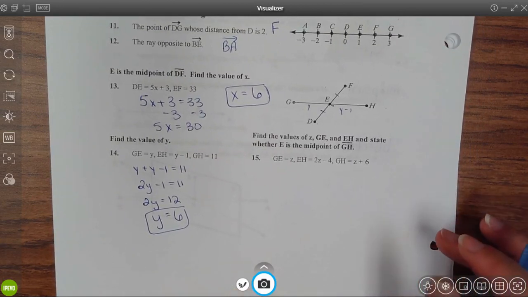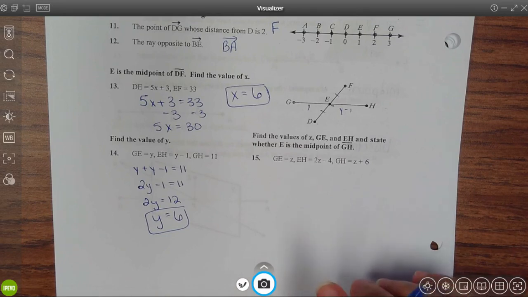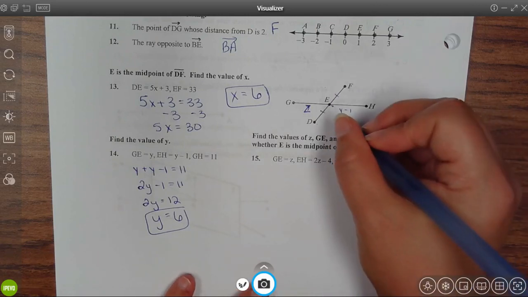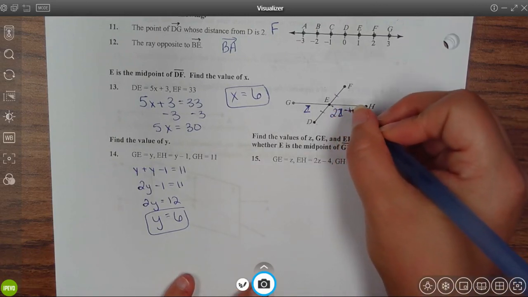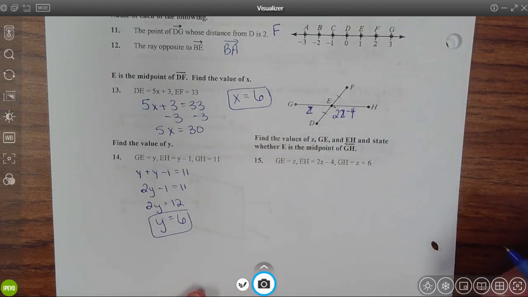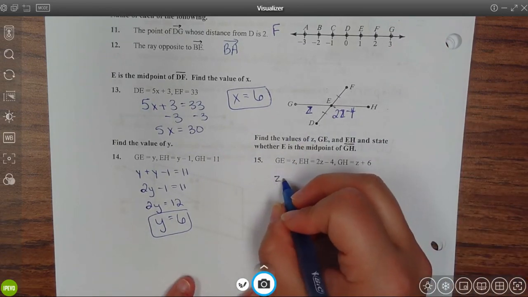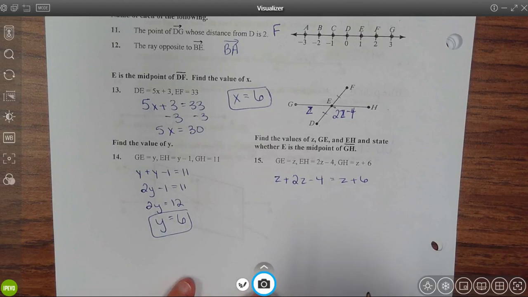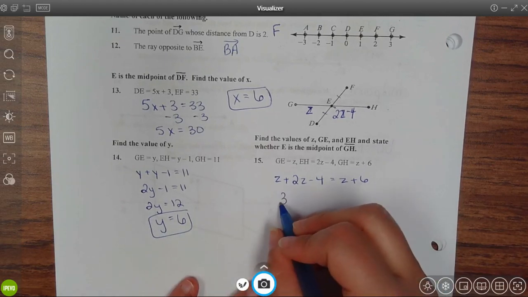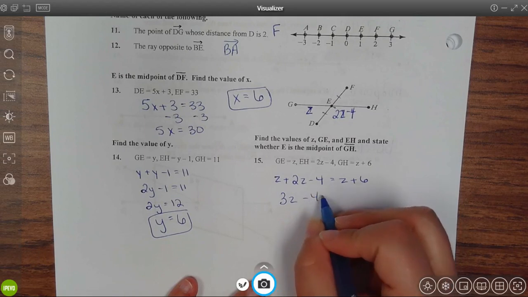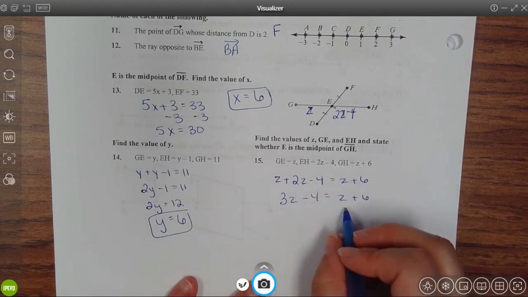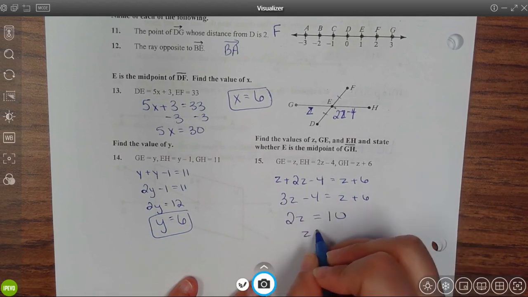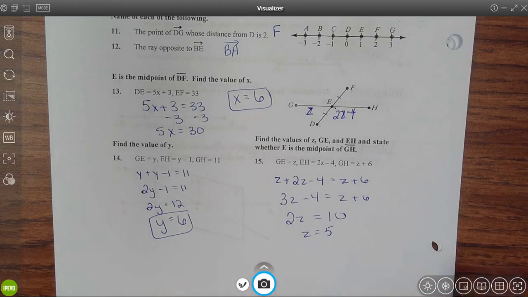it says find the values of z, GE, and EH and state whether E is the midpoint of segment GH. If GE is now z, EH is now 2z minus 4, and the entire segment is z plus 6. Again, we're using segment addition. Z plus 2z minus 4 equals the entire segment z plus 6. Combining our like terms, we have 3z minus 4 equals z plus 6. We can subtract this z over here and add 4 to both sides to get 2z equals 10. So z is equal to 5.